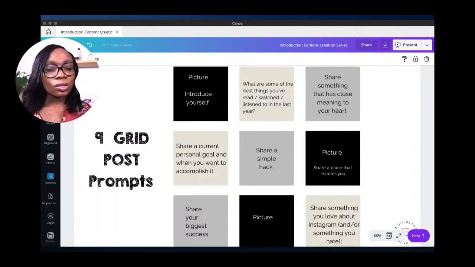So this is just a 9 grid post for us. Does anybody else want me to use their brand as an example, or does everybody understand the task for the week?